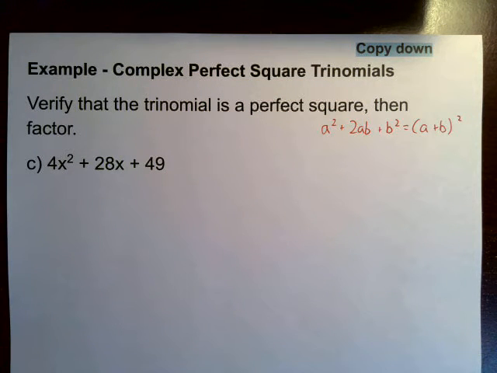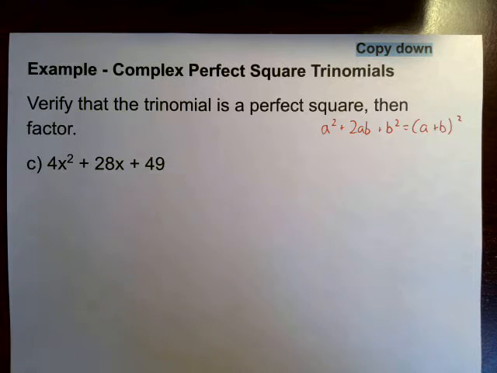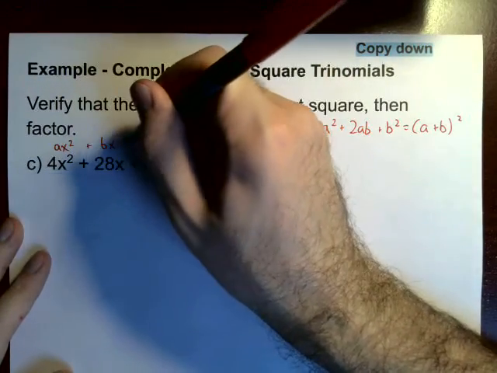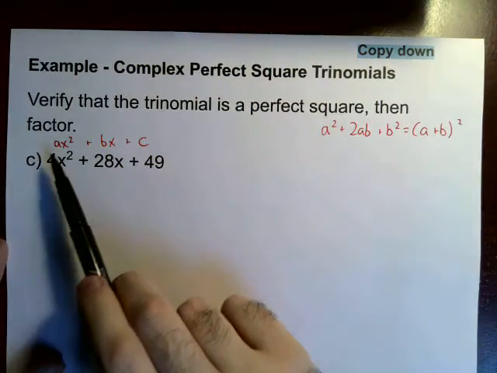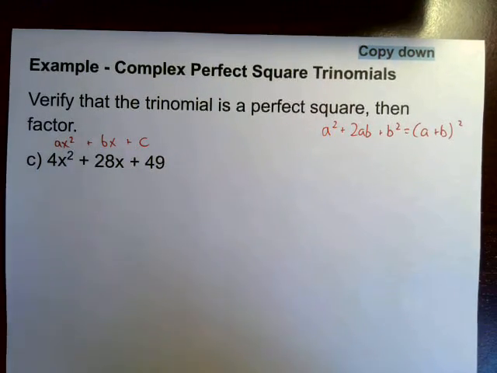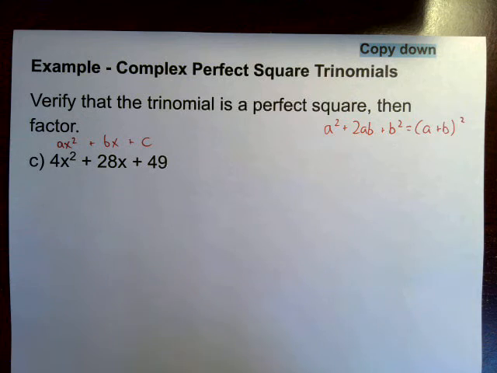Alright, after having seen a couple examples of perfect square trinomials that are simple, as in have an a value that equals 1, we're now going to look at some perfect square trinomials that are complex trinomials. Remembering that complex trinomial means the a value does not equal 1 for a trinomial of that general form. In terms of verifying that it's a perfect square, the actual steps we're going to take will be the same.